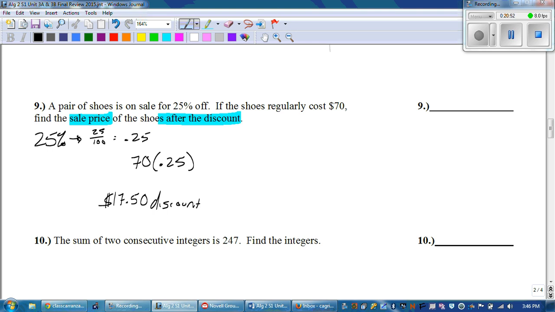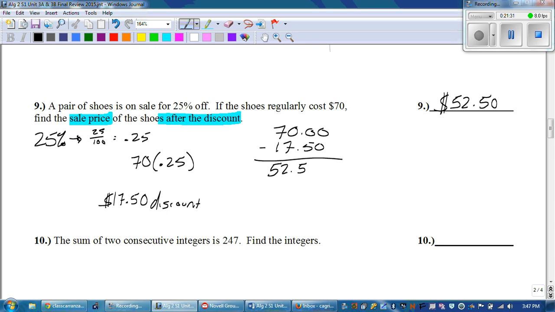I don't want the discount. I want the price of the shoes. Okay, so now that we found that discount, we're going to take the price of the shoes, we're going to subtract our discount, and then we're going to get our answer. Okay, so $70 minus $17.50, we get a total of $52, and that's what your calculator is going to say, 52.5. But like we said, we're talking about money, and money has 2 decimals, so it's $52.50.